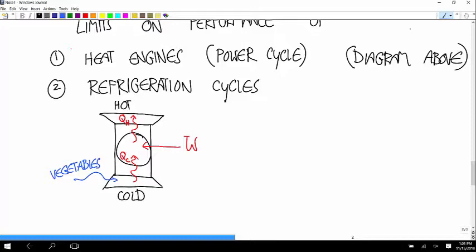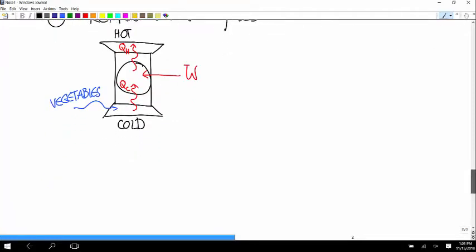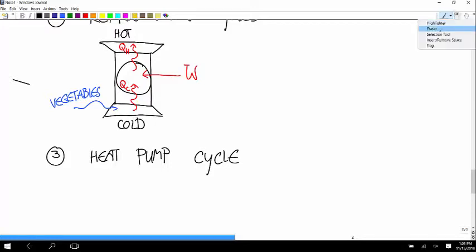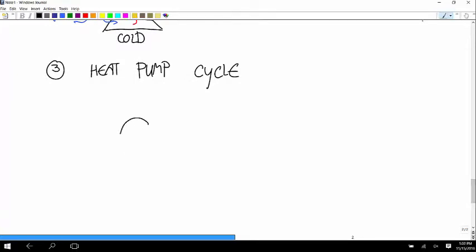And then the third type of cycle is a heat pump cycle. So what does the diagram look like for that? Here's your system. You have two reservoirs again, the hot reservoir and the cold reservoir.